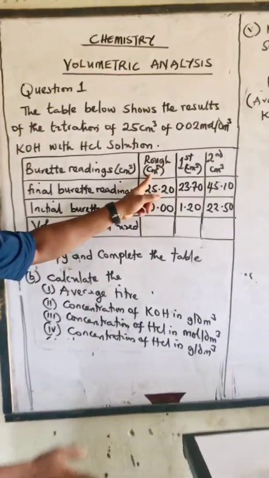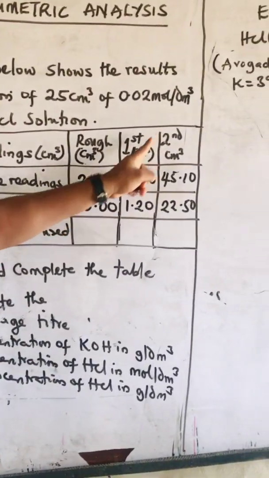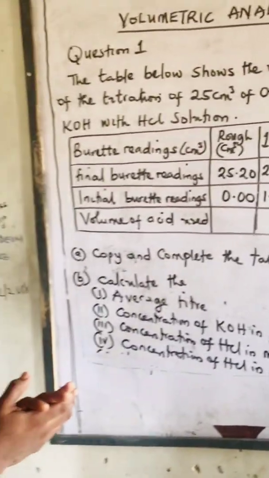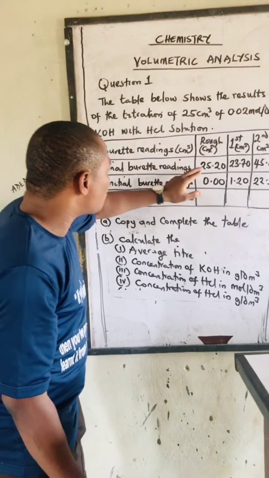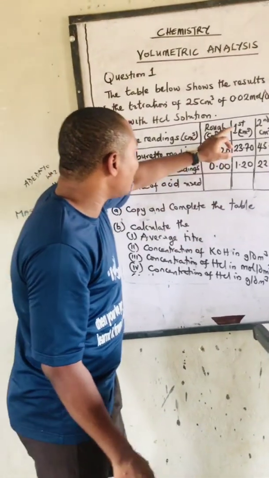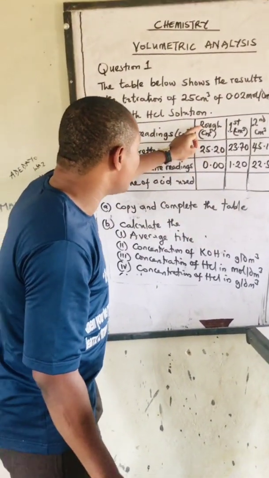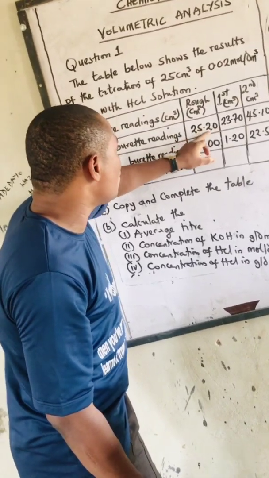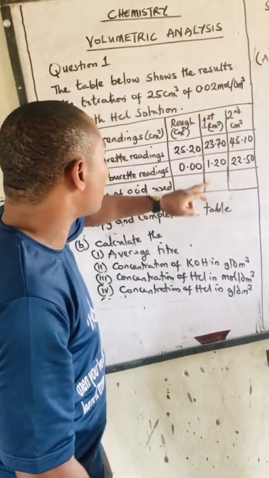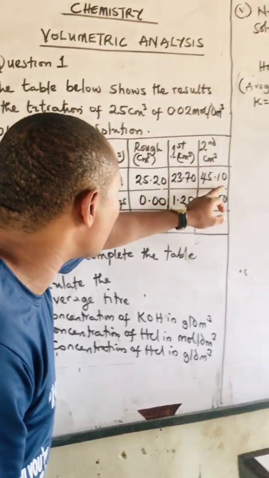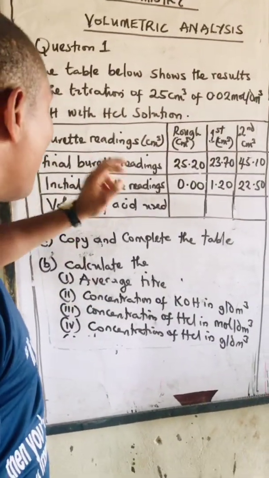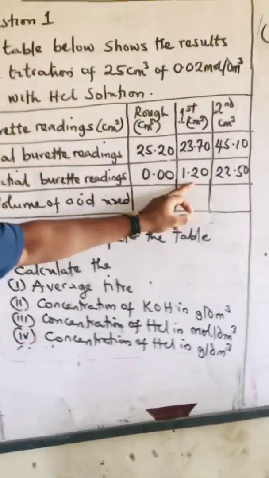One is the rough titration, while they have the first and the second, as per the table they gave us. They said the final burette reading for the rough titration is 25.20. The first titration is 23.70. The second is 45.10. And the initial burette readings are also given here.